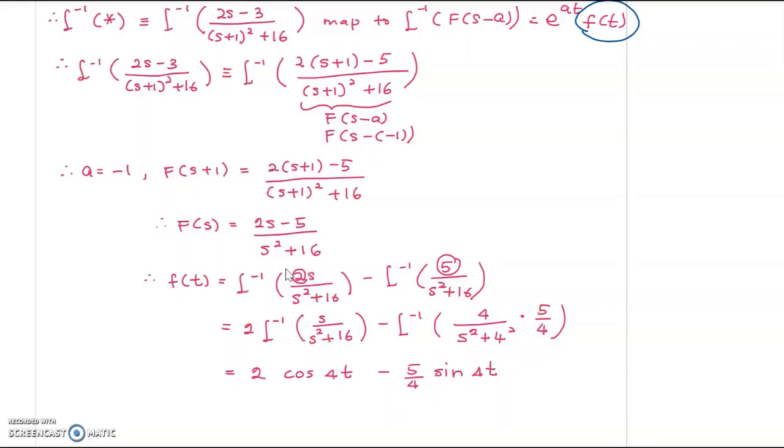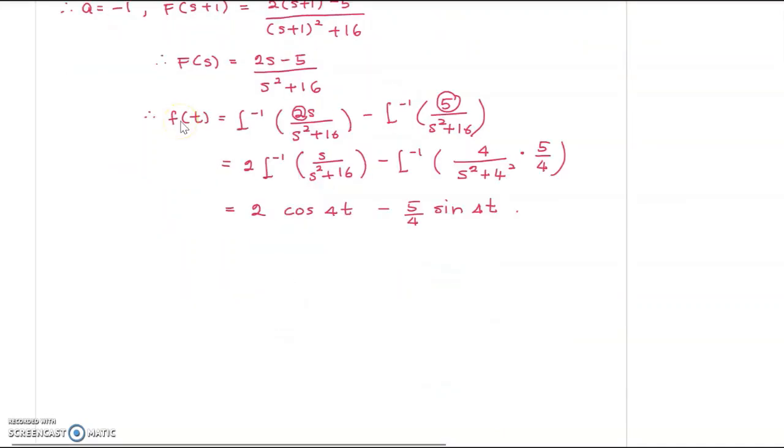But don't forget, our answer should be in this form. At the end, our answer is supposed to be: the inverse of the original term that we want to get is equal to exponent at. Our a is negative 1 in the first place, so exponent negative t times 2 cos 4t minus 5 over 4 sine 4t. That's it.